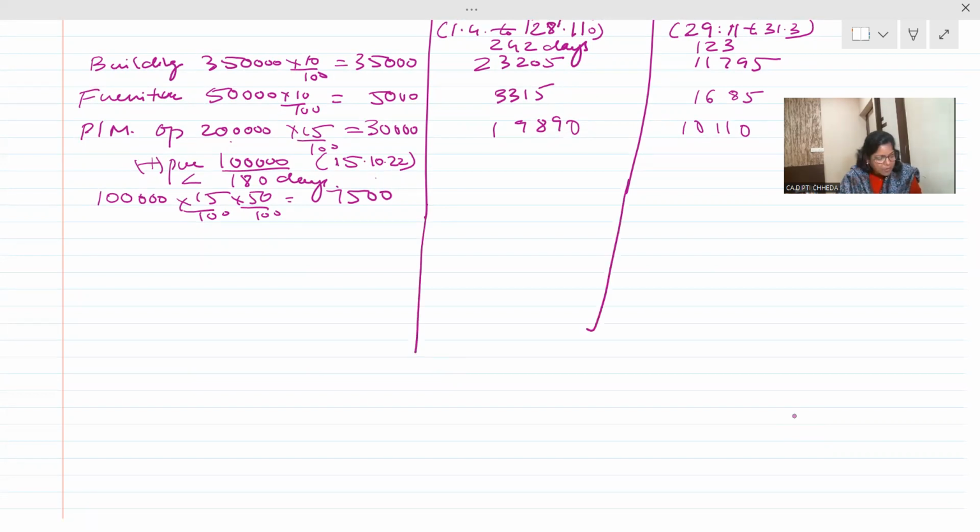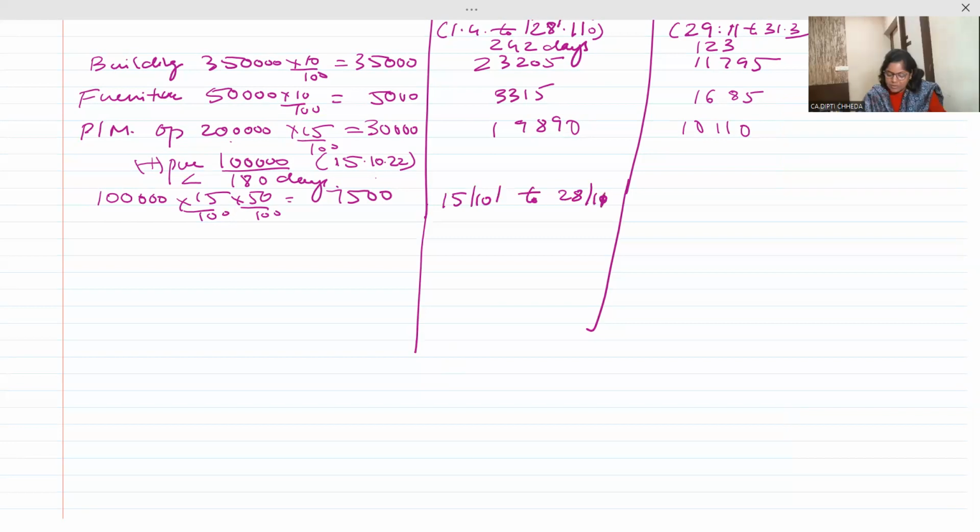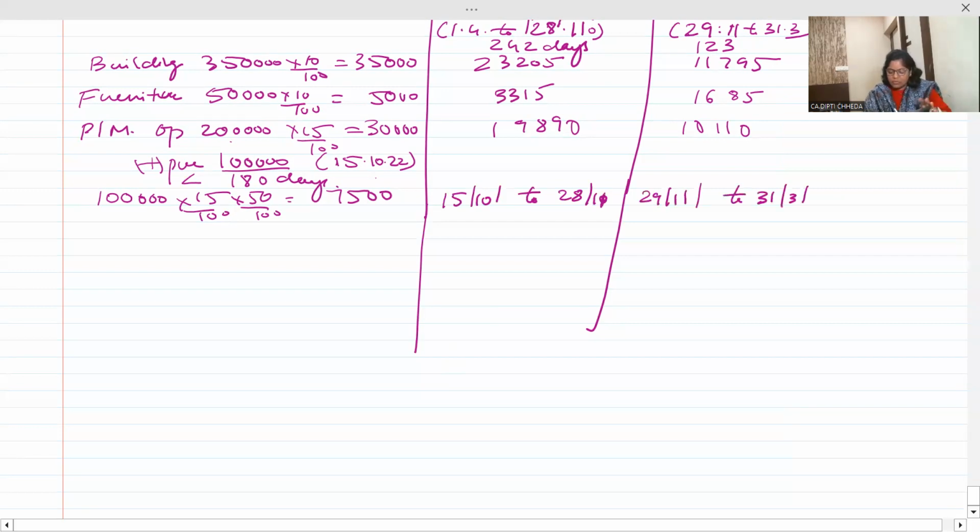यहाँ पे कितना यूज होगा? कब खरीदे थे? 15th October to when did you convert? 28th November. Are you all with me? 15th October को खरीदे ना? And 28th November. बस उतने ही डेज यहाँ पे यूज होगा. 29/11 to 31st March, तो यहाँ यूज होगा. तब चेक करो, देखो.